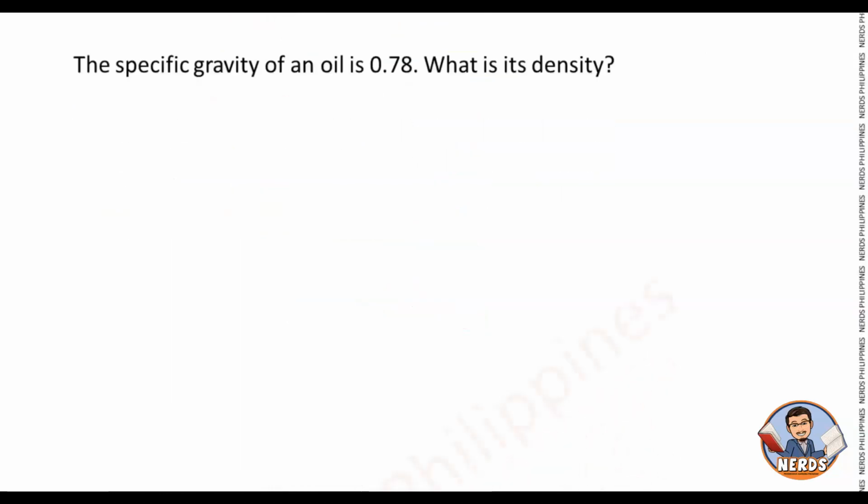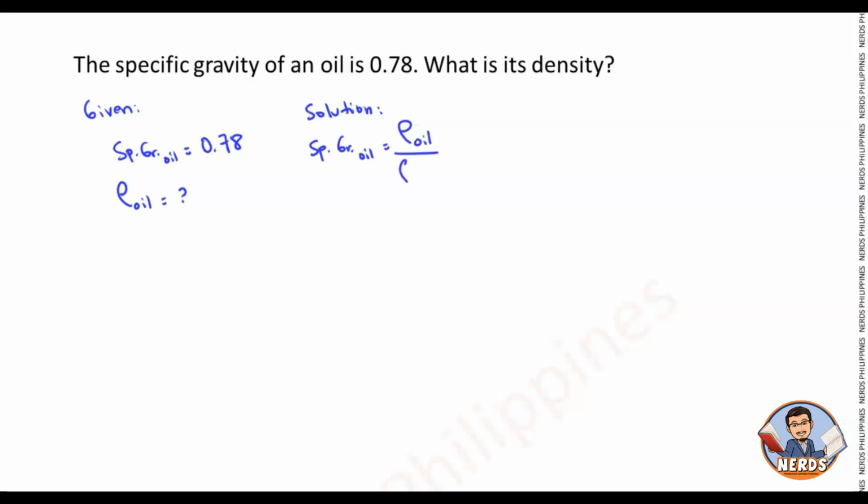The specific gravity of an oil is 0.78. What is its density? Okay, so ang given natin dito, specific gravity ng oil, which is equal to 0.78. So, ang required natin, ano raw yung density ng oil? So, let's try to solve it. So, ang formula ng specific gravity natin is equal to density ng oil over density of water.